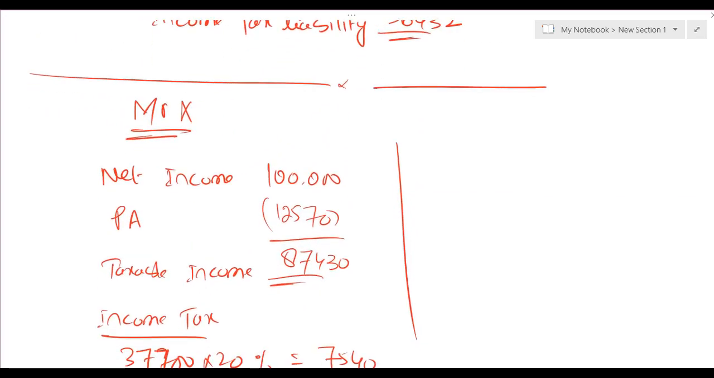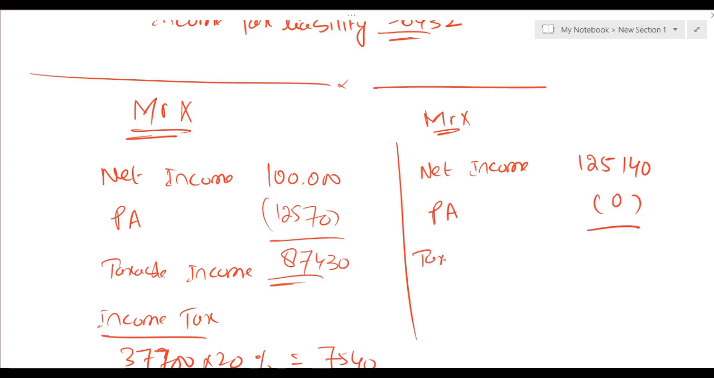Now listen. Assuming the same individual, Mr. X, is having net income of 1,25,140, then what happens? Number one, the personal allowance is going to be 0. Entire income becomes taxable income. Now the question is, why is personal allowance 0? Let me tell you first why personal allowance is 0.